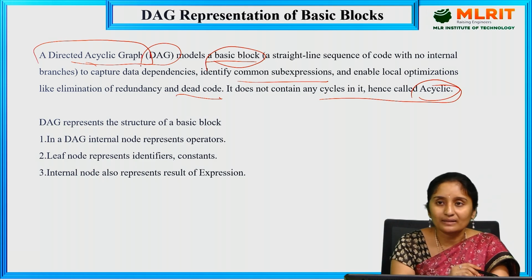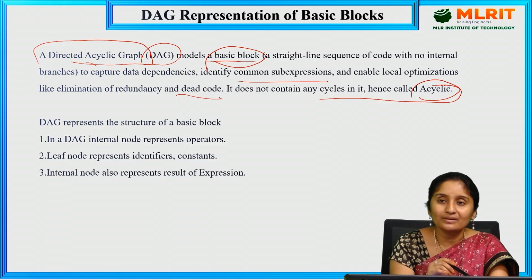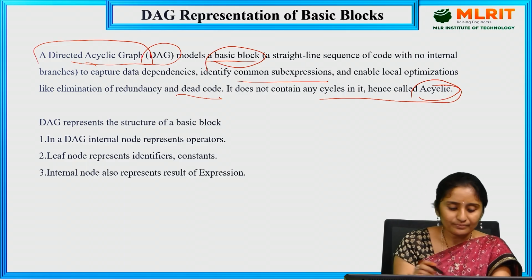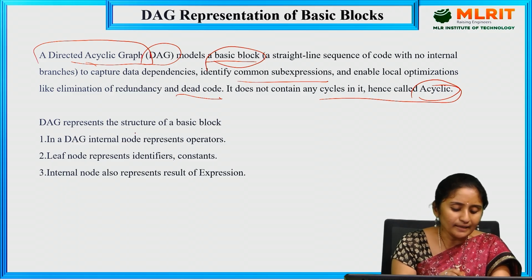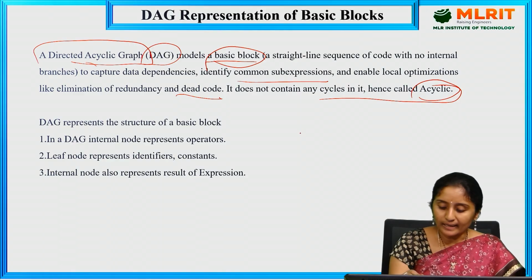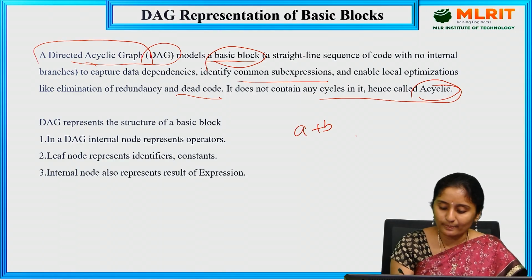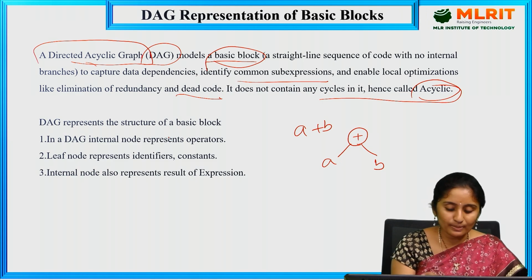A DAG we can also call an abstract syntax tree. It is like a tree we are going to construct. So that is directed acyclic graph. We can also call this DAG an abstract syntax tree. To represent the DAG, the structure of the basic block consists of some points. In a DAG, internal nodes represent operators. Let me take one example, A plus B. This is my internal node and these are the operands. So internal nodes represent operators.